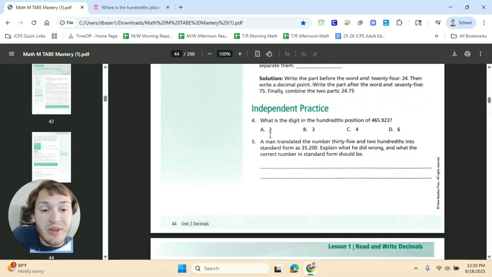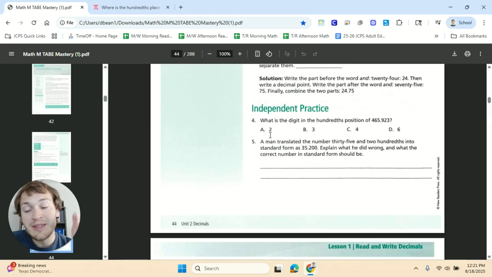Okay, if we look at number 5, a man translated the number 35 and 200ths into standard form, which means written out in number form, as 35.200. Explain what he did wrong and what the correct number in standard form should be. If we were to say 35.200 out loud, it would be 35 and 2/10ths, because that 2 is in the tenths place. However, the number that we wanted to translate was 35 and 200ths.